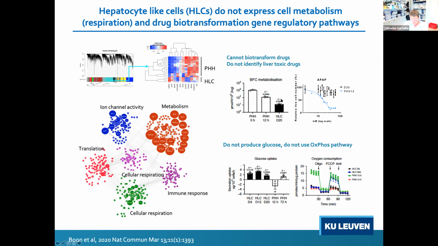So as I mentioned, HLCs have poor CYP3A4 function, which is shown here by BFC metabolization. It's reflected in their inability to metabolize APAP. And what we showed is that the cells maintain glucose consumption, but do not, like primary hepatocytes, produce glucose, and actually have very poor respiration. Here in green are primary hepatocytes, and at the bottom, you can see in blue hepatocyte-like cells on day 20, which, just like iPSC, use glycolysis but not oxidative phosphorylation.